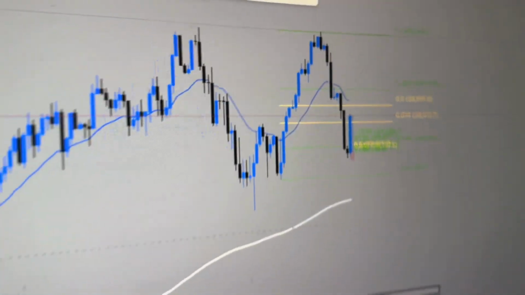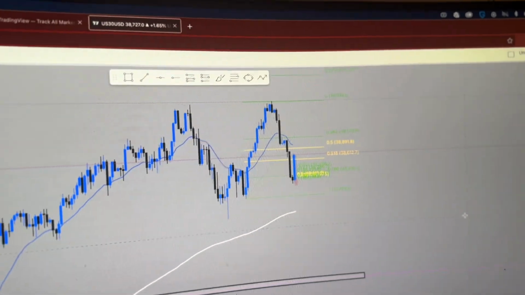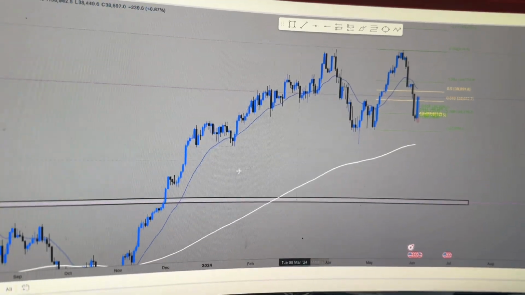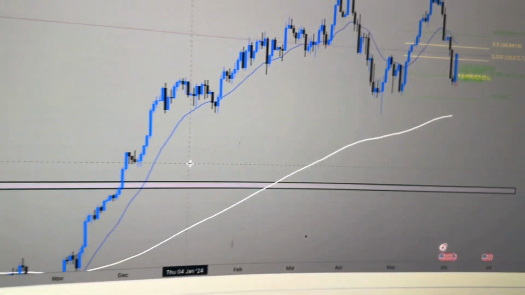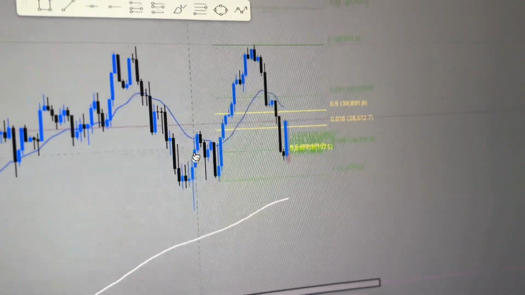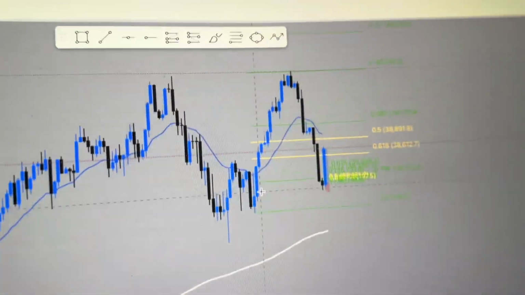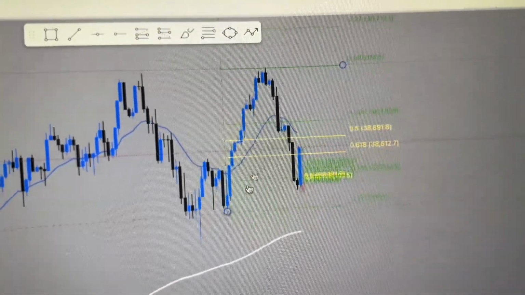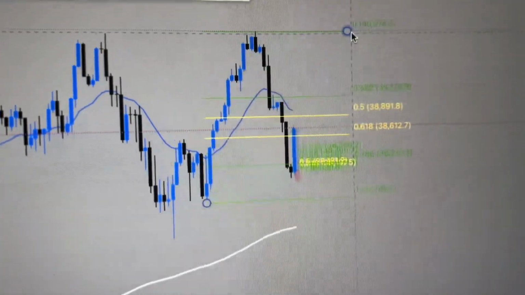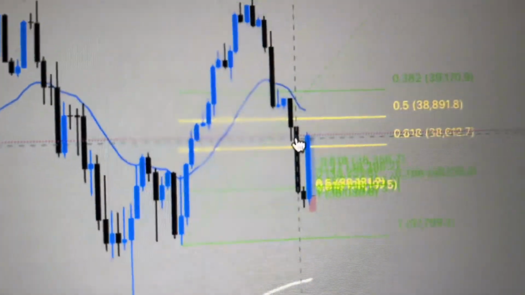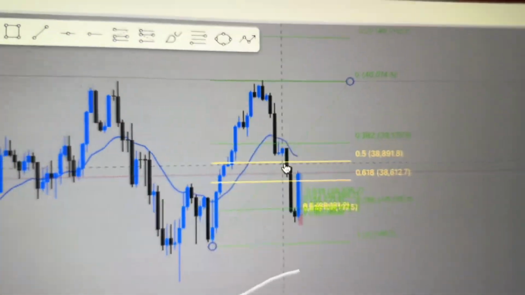Yo, so check this out. We got US30 on the daily chart. On the daily chart, clear uptrend. There's no argument there. Clear uptrend on the daily. All I did this week was I took a fib from this low push here, from this low to this high. Simple fib.